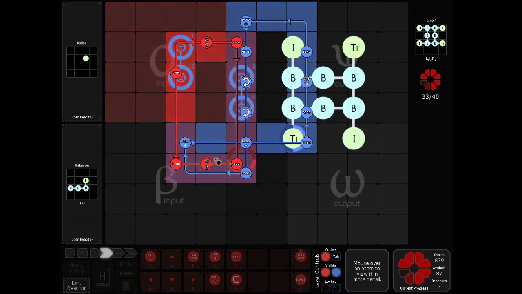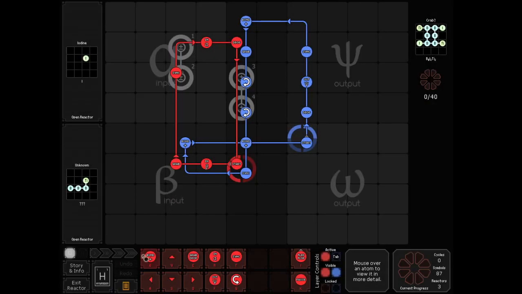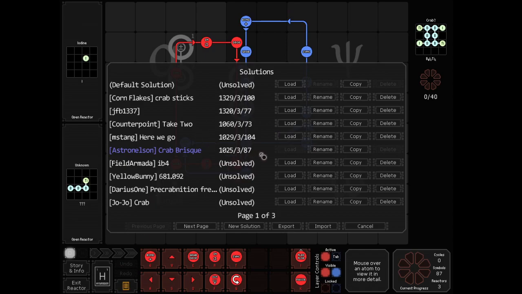Tomster commenting that actually sorting the stuff is the correct way to go. Is unfortunate, but yes. It is all about getting that sorting done as fast as possible. All right, next is FieldArmada with IB4.